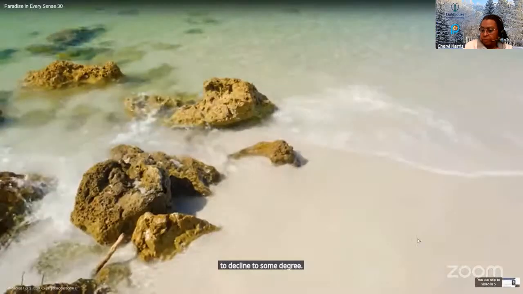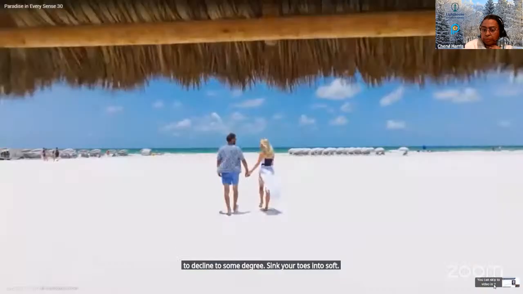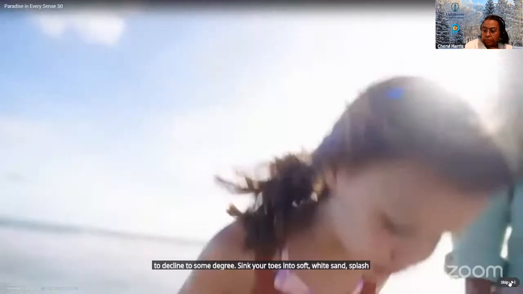Sink your toes into soft, white sand, splash in the sparkling waters of the Gulf, and revel.